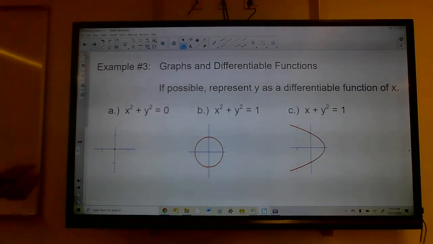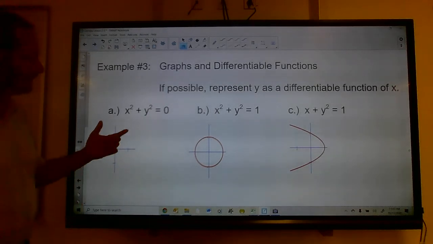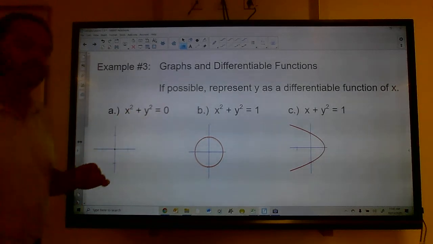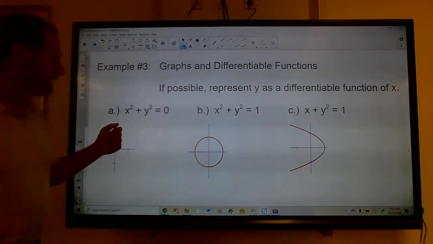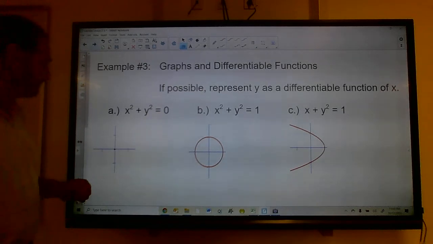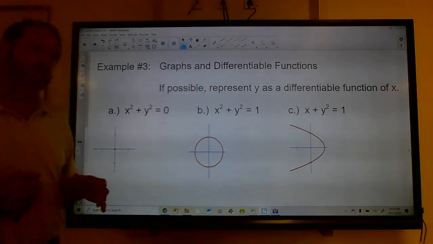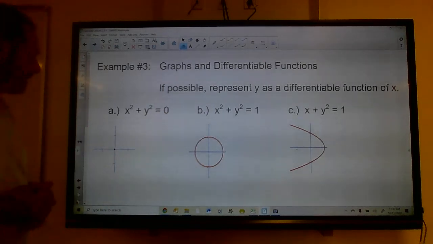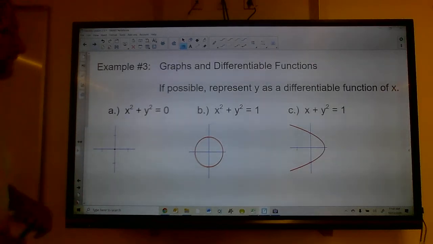Okay, if possible, represent y as a differentiable function of x. So here's the deal on this one: x squared plus y squared equals 0. Remember, x squared plus y squared equals r squared. That's a circle with a radius of r, and this radius is 0. So think of it, this is just a point. A circle with a radius of 0 is a point. So that's not a differentiable function. I can't differentiate that.